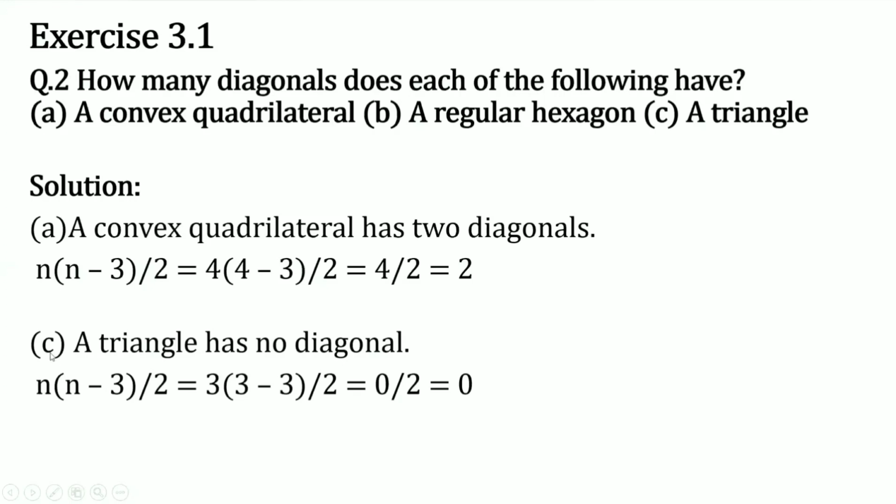For C, a triangle. A triangle cannot have any diagonal, because if you write n is equal to 3, then it will be 3 into 3 minus 3 upon 2. So ultimately, it will be 0 upon 2, which is equal to 0. So a triangle is the polygon which has no diagonal.